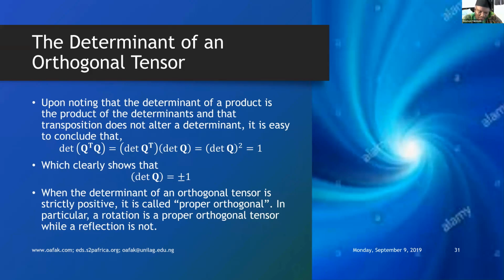So a rotation is a proper orthogonal. An identity is a proper orthogonal. A reflection is not a proper orthogonal. I've never seen any textbook call it improper. I'm the person just saying that, so don't take me seriously. We just say it's proper orthogonal or it is not proper orthogonal. So you can see that identity is proper orthogonal. Rotation is proper orthogonal, but reflection is not proper orthogonal. Why is it not proper orthogonal? Because its determinant is minus 1.